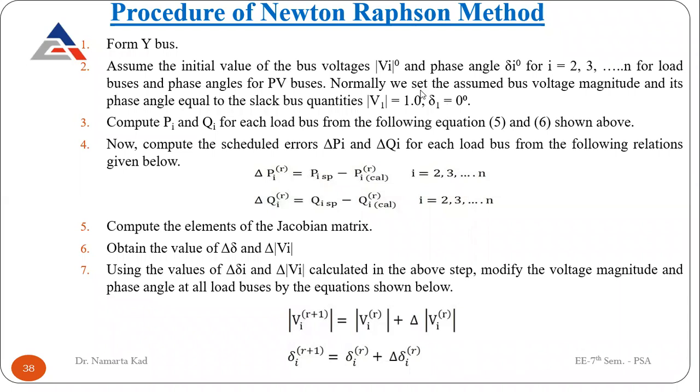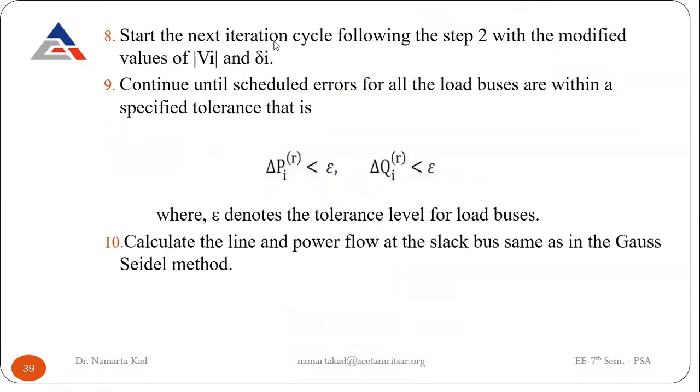Okay, that is only for the starting purpose. Now we have to use the modified values for the next iteration. Number 9, continue until the scheduled errors for all the load buses are within a specified tolerance. That is, when delta IR is less than the tolerance value, and the tolerance value may be a very small value, that is 0.0001. Okay, and similarly for the reactive power. So this epsilon is the tolerance level for the load buses.